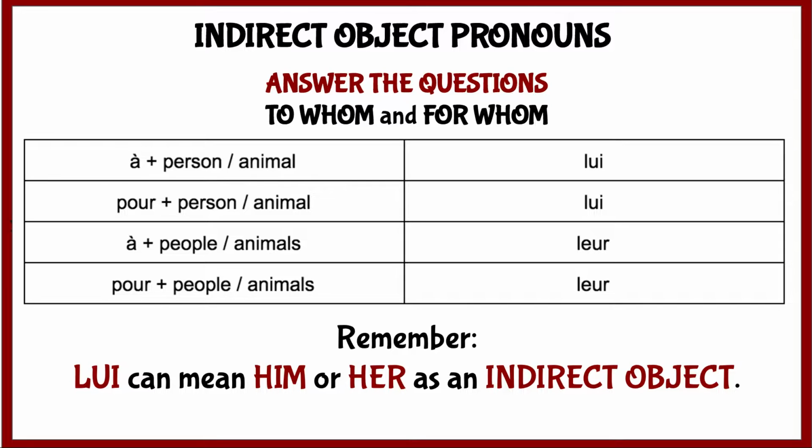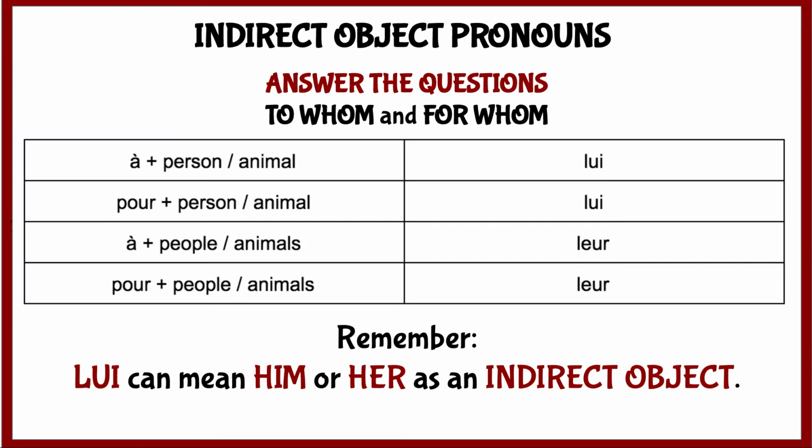Now if you have a plural, like à plus people or animals, that's when you use leur. Or pour plus people or animals, that's when you use leur. And let me tell you something. Sometimes you may have also seen in French leur with an S on it, like I have their shoes. Well, that's a possessive, leurs chaussures. And if chaussures is plural, then you're going to have an S on leur. But that's a different kind of leur. It's not at all the same kind of leur. It doesn't mean them. All right? So when you're using indirect object pronouns, leur never has an S. Never, ever, ever.